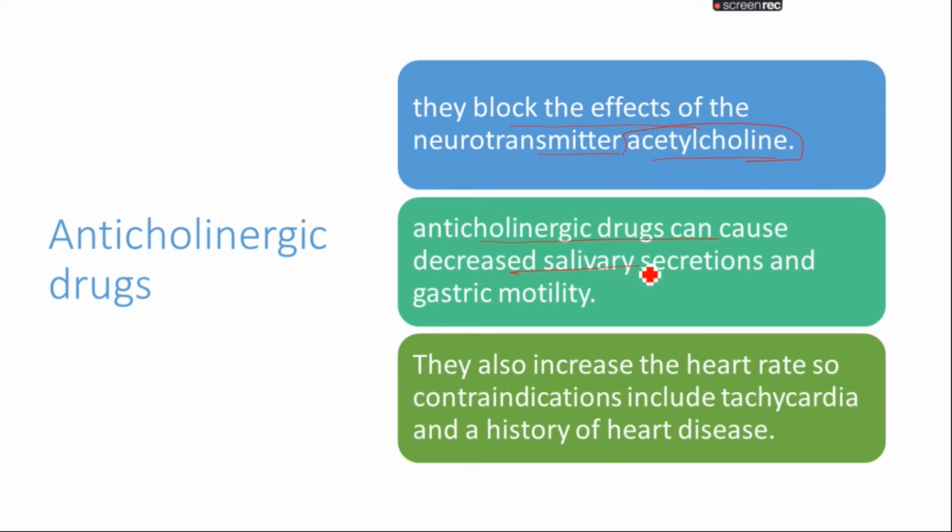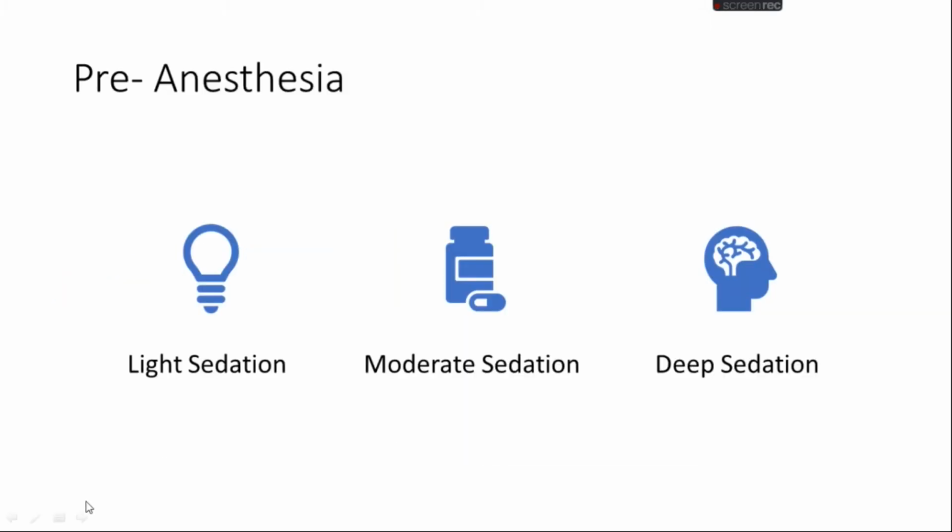And anticholinergic drugs can cause decreased salivary secretions and gastric movements as well. Therefore, with xylazine, anticholinergic drugs are used as they decrease the salivary secretions. When an animal is in the anesthetic stage, these salivary secretions from the mouth of an animal can cause a lot of irritation, a lot of problems. So this is a very important point. They also increase the heart rate. So contraindications include tachycardia and history of heart disease, right?